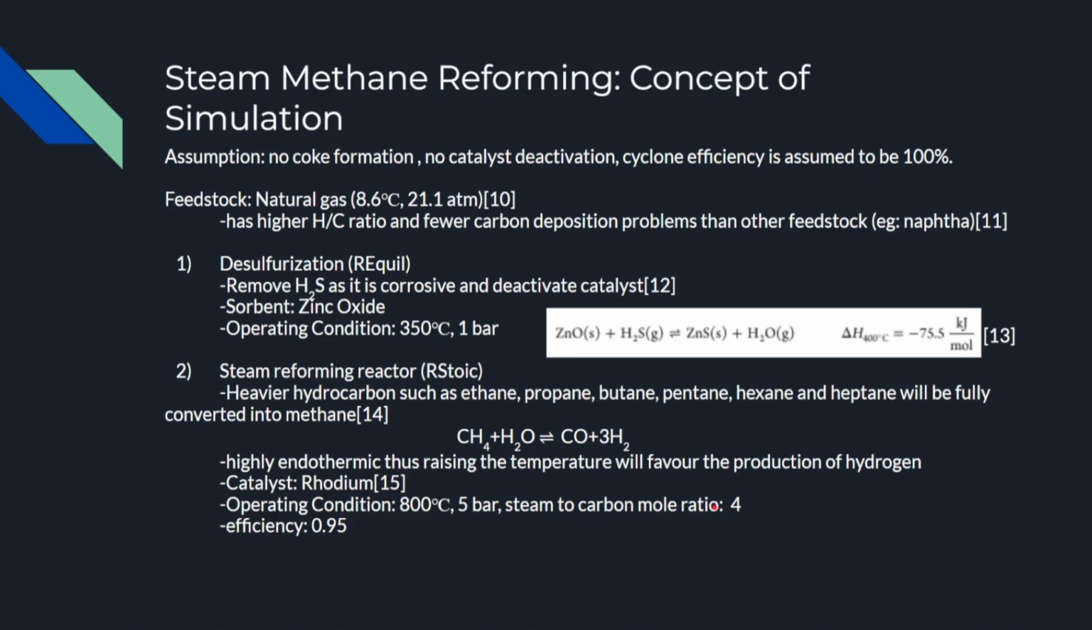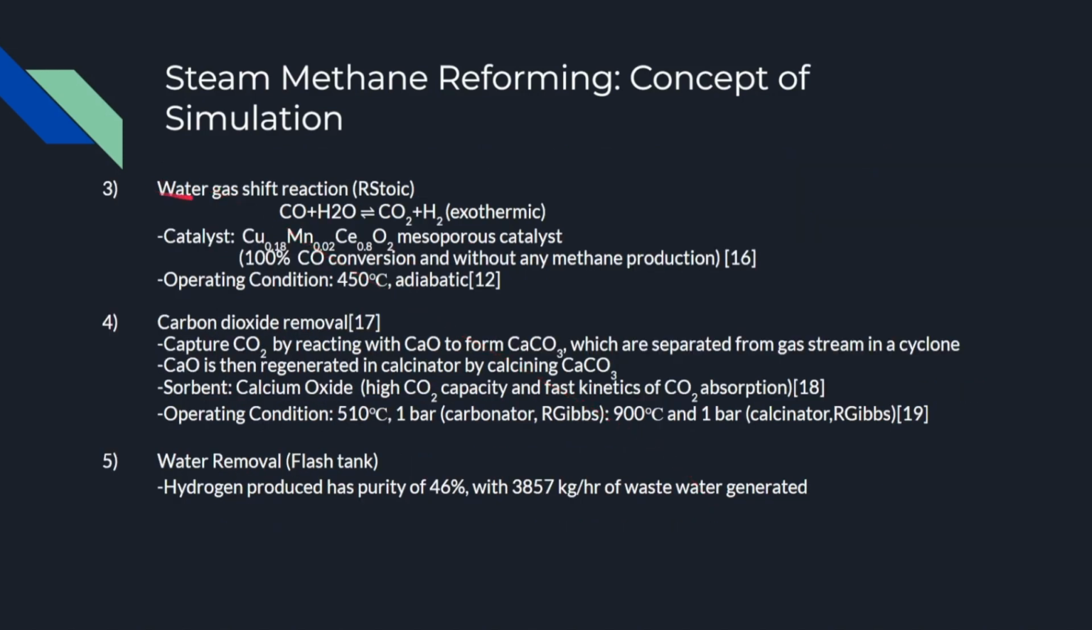The remaining gas is being sent to the water gas shift reactor. The catalyst used in this reaction is copper manganese cerium oxide mesoporous catalyst, as it has 100% CO conversion and without any methane production. Since the steam methane reforming releases a large amount of CO2, it has to be removed.